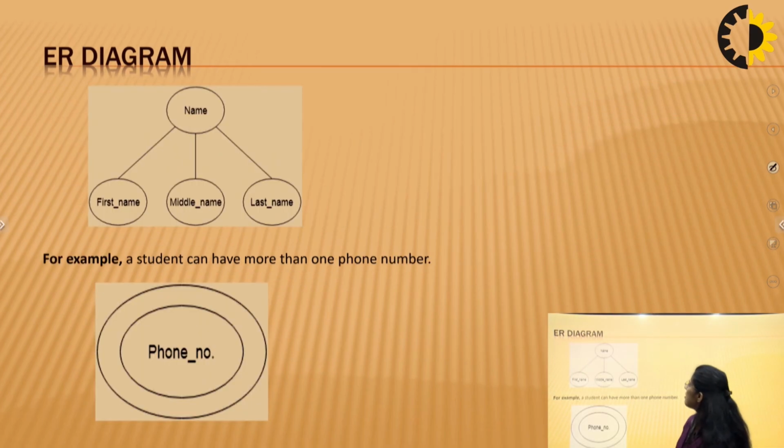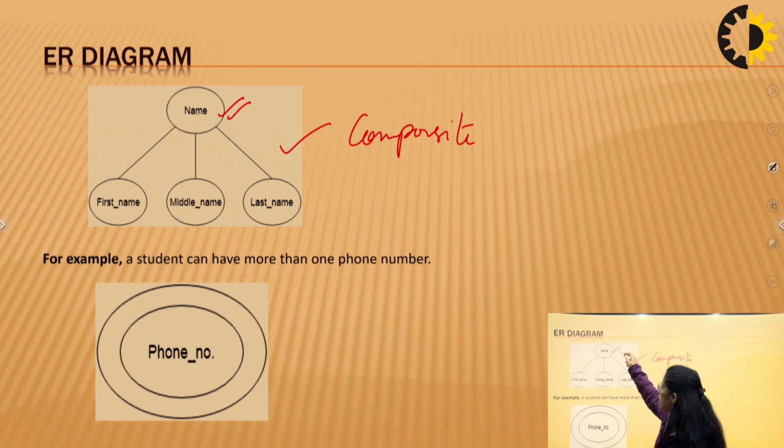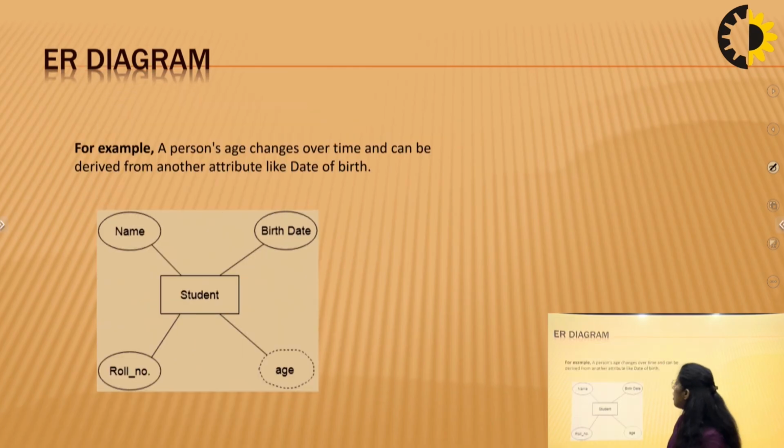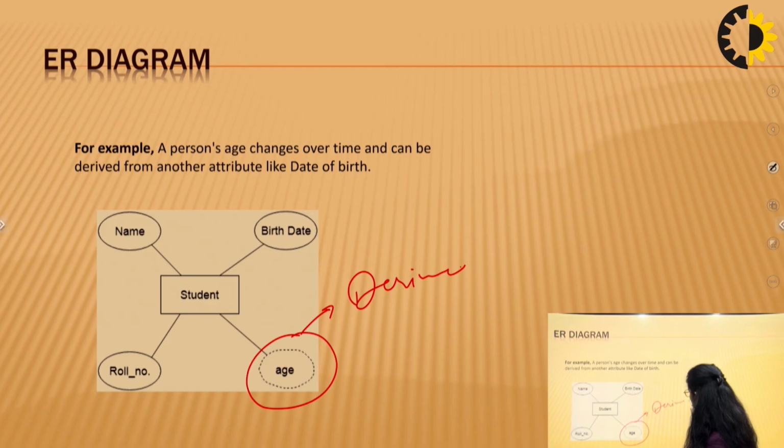So here you can see this is an example of composite attribute. We have already discussed this particular name is having multiple attributes. This is the example of multi-valued attribute, because a student can have multiple phone numbers. Here this age is represented using a derived attribute, a dashed ellipse.